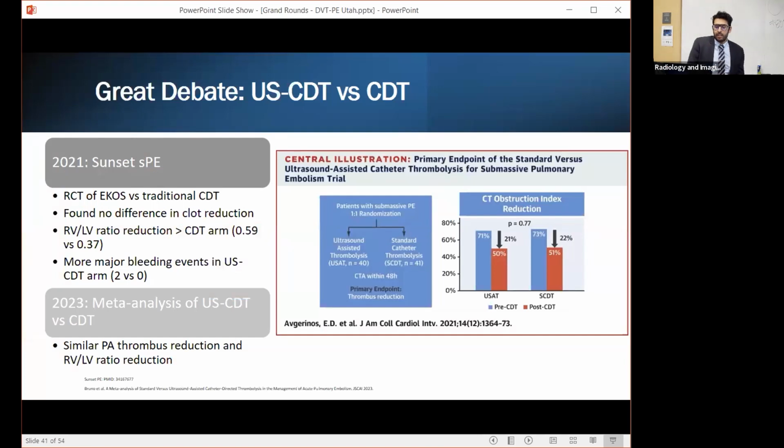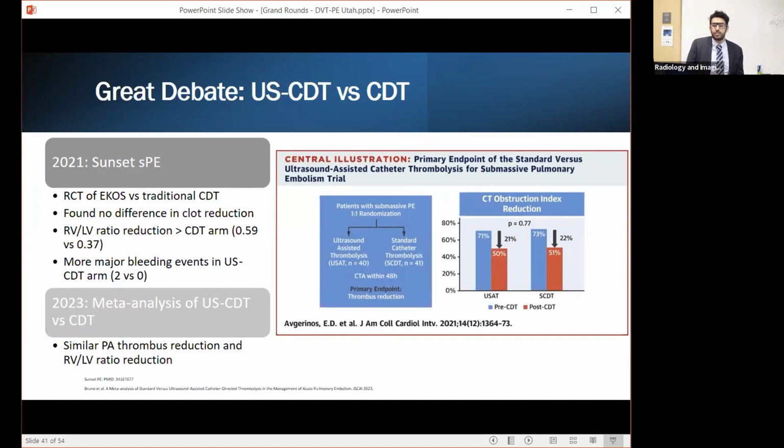So there's no conversation about PE without talking about ECOS versus non-ECOS. ECOS is the CDT catheter used in all those studies that I just mentioned, Ultima and Seattle 2. It's a proprietary device, but those are all the studies that PE intervention is based on. But the question is, does ultrasound actually truly add anything? There have been some studies that have come out.